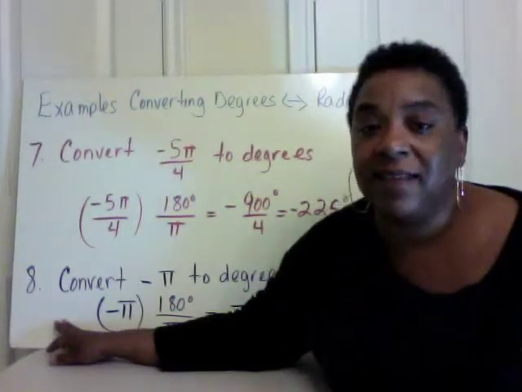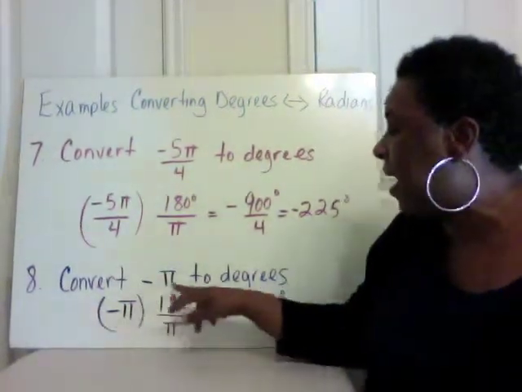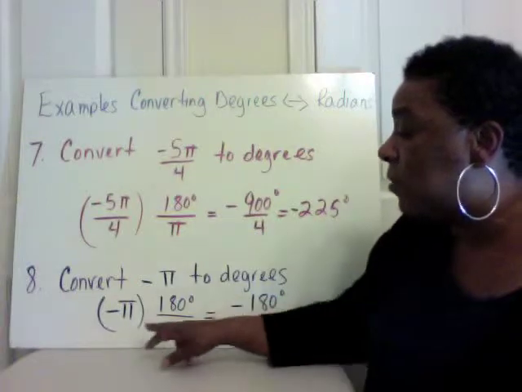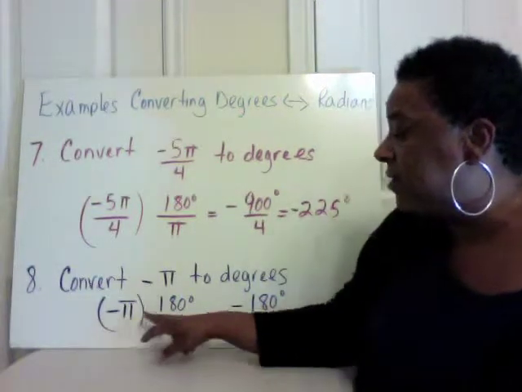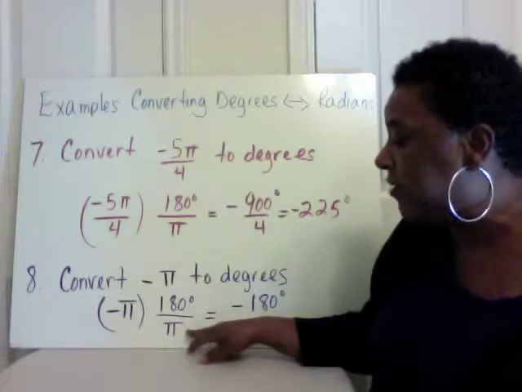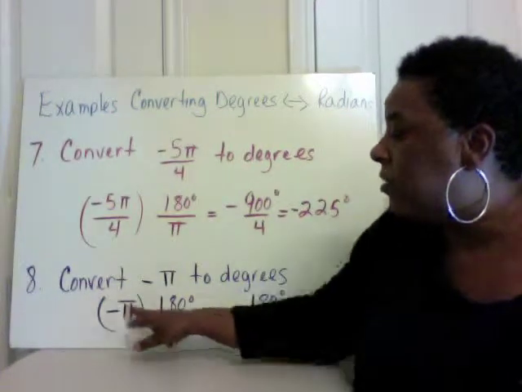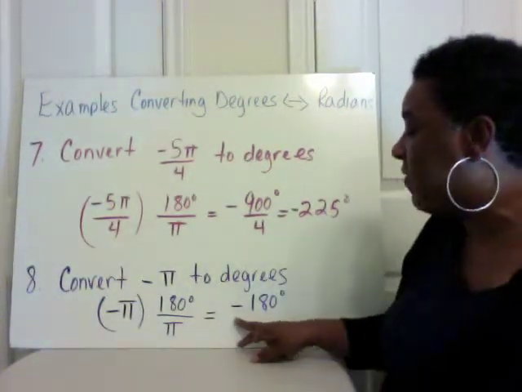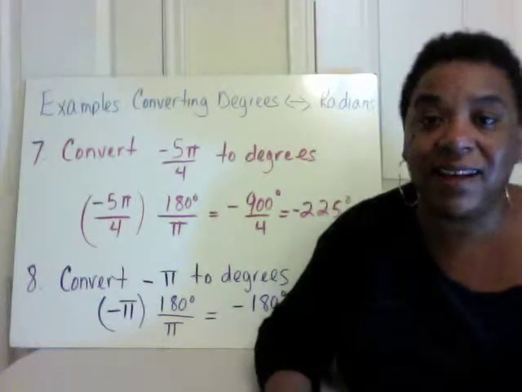And for our last example, we want to convert negative pi to degrees. So we multiply negative pi times 180 degrees divided by pi. The pi's cancel out, and so we're left with negative 180 degrees.